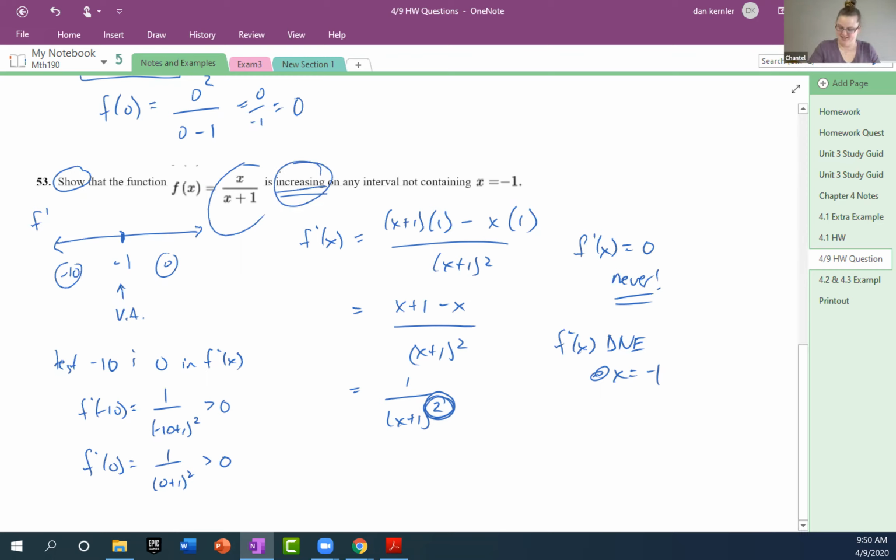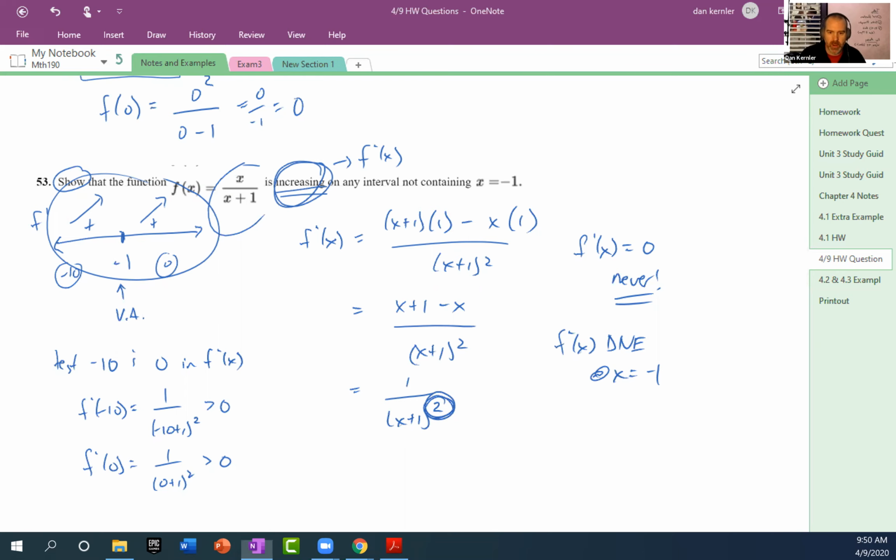So that's the key. Increasing or decreasing, it's the derivative that tells you that. The derivative tells you whether or not your function is increasing or decreasing. So what I would do to finish my chart is I would say, well, it's positive over here, so that means the function is increasing. It's positive over here, so my function is increasing. So therefore, the function is always increasing, except at the vertical asymptote.